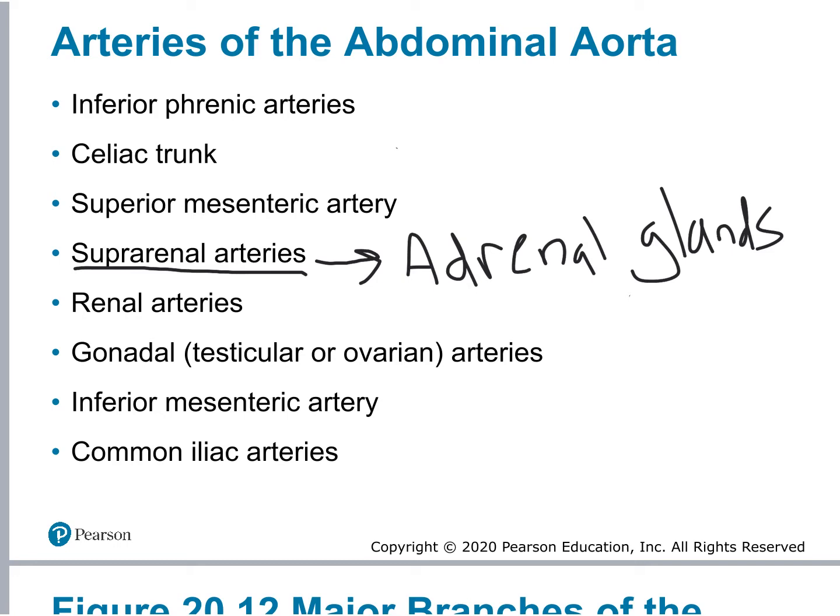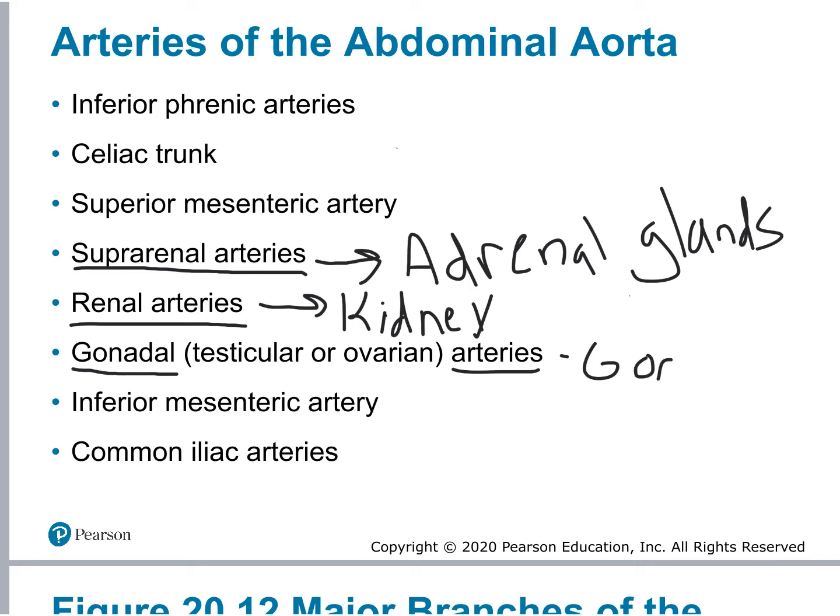Well, then that brings us to the renal arteries. Renal means kidney. So the renal arteries are going to the kidneys. And then we have the gonadal artery. The gonadal artery is going to, guess where? The gonads. Well, what's a gonad? The gonads are your primary sex organs. Well, what's a primary sex organ? Those are the organs that are producing the gametes, producing the egg cells and the sperm cells. So the gonadal artery is bringing oxygenated blood either to the testes or to the ovaries, depending whether you're male or female.